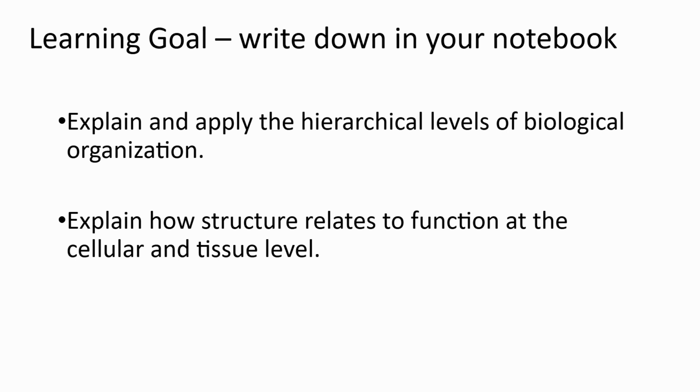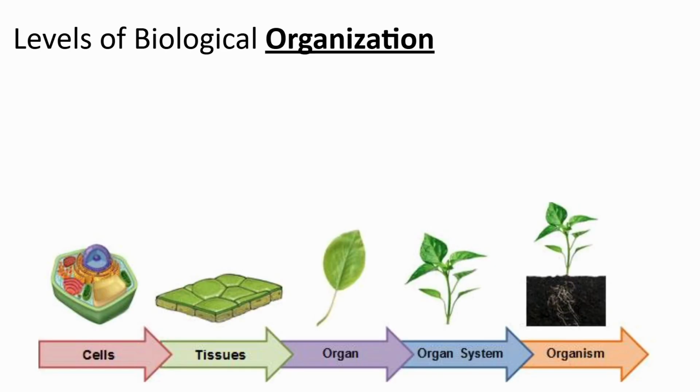In this case, it is to explain and apply the hierarchical levels of biological organization, and to explain how structure relates to function at the cellular and tissue level. The first learning goal is just this, the levels of biological organization. You see cells, tissues, organ system, and organism. That's it. You have to memorize this in the correct order.